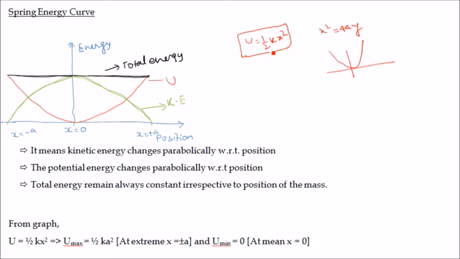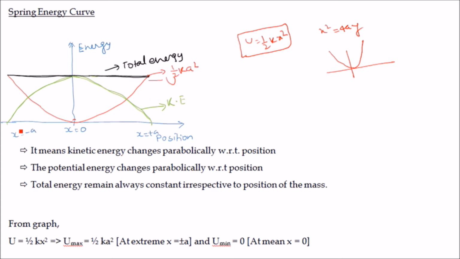So clearly the potential energy curve with respect to x will be a parabola, shown in red. You can see that the potential energy is 0 at the mean position or normal position, where we have 0 expansion. So at x equal to 0, we have U equal to 0, and at the extreme point, the value of potential energy is equal to half kA square.